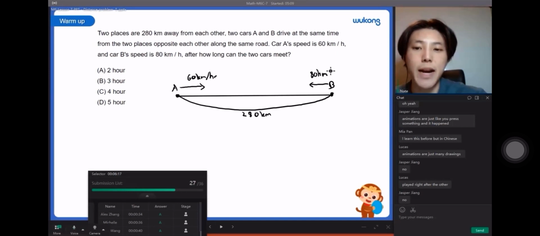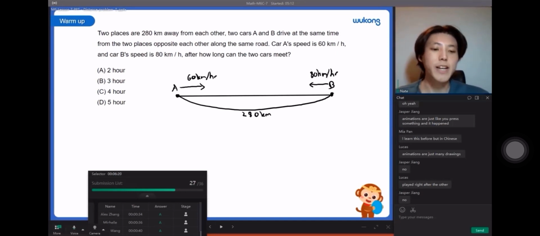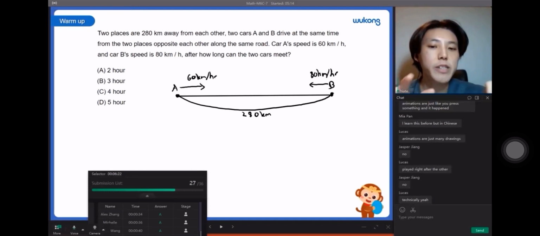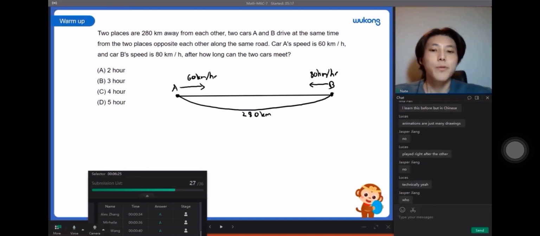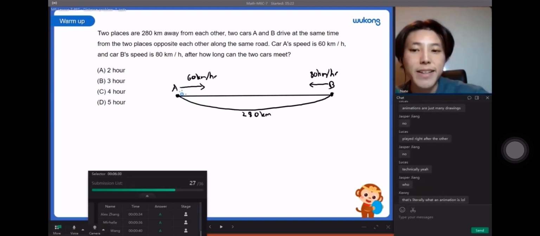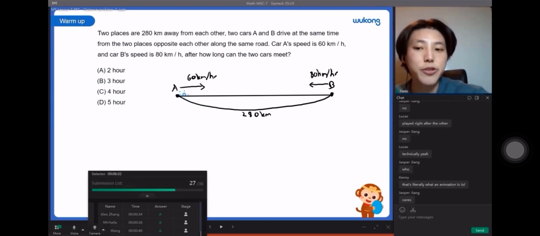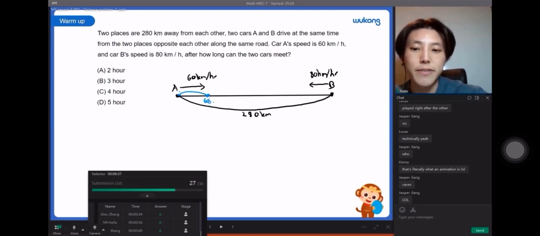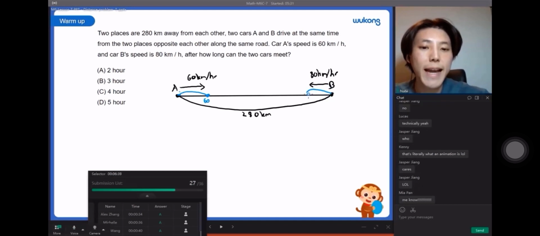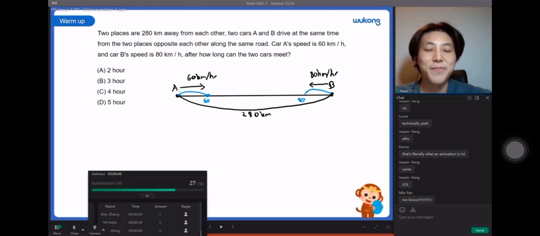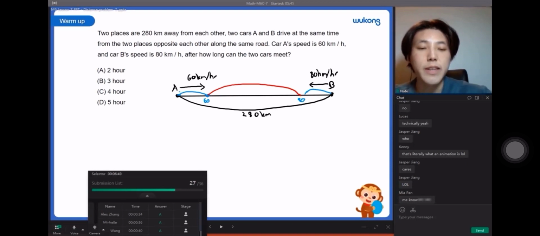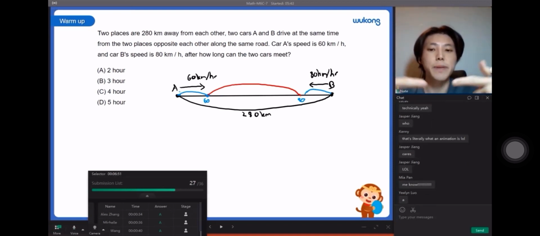So this is a cool trick that you can use when you get a question like this. What's going to happen after 1 hour? For A, after 1 hour, A traveled 60 kilometers, right? And B traveled 80 kilometers in the left direction. So what's going to happen to our distance? It'll get shorter and shorter, right? The distance between each other is going to get shorter and shorter.